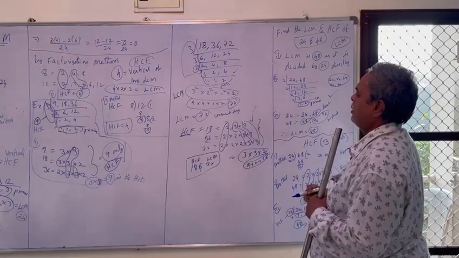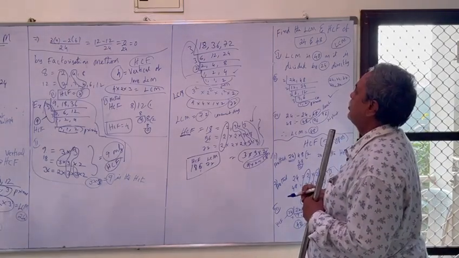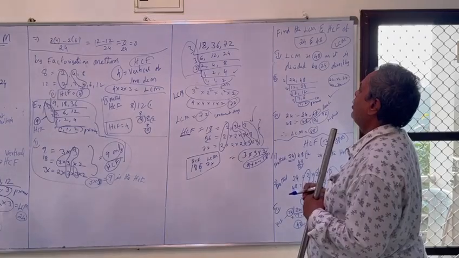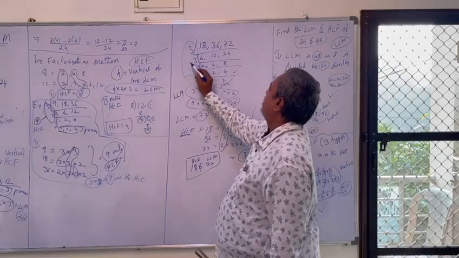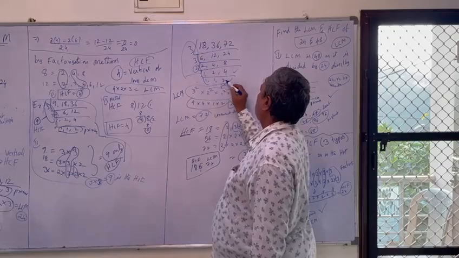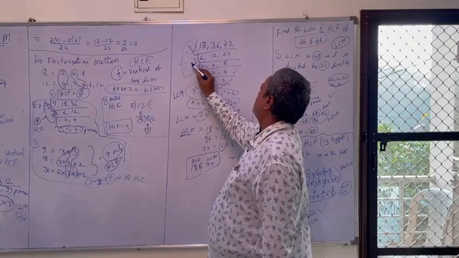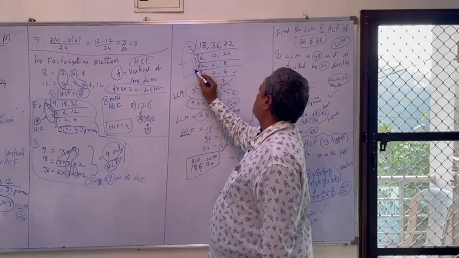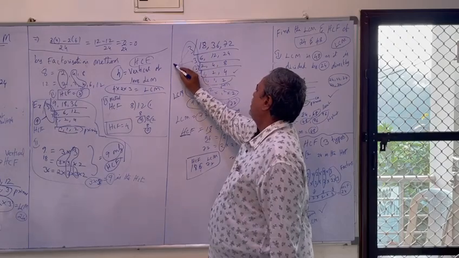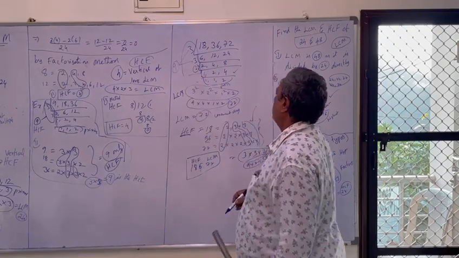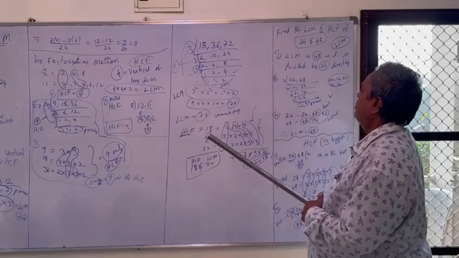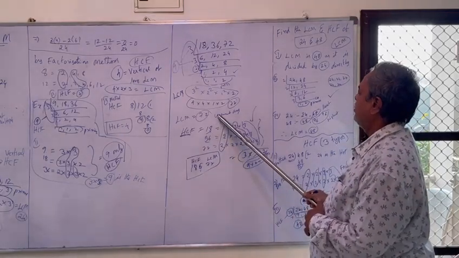What is the LCM here? We have to find it. LCM is the total, but for HCF take this: 3 3s are 9 only. It is 9 only. Then the LCM of this total is 72.